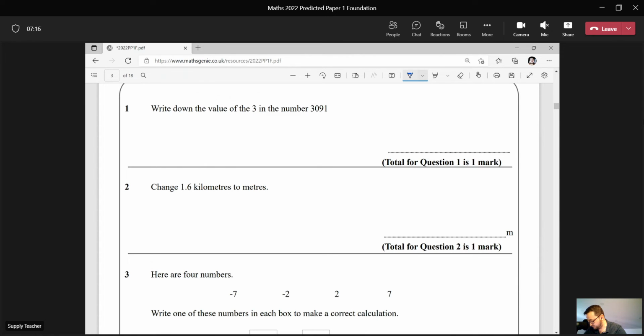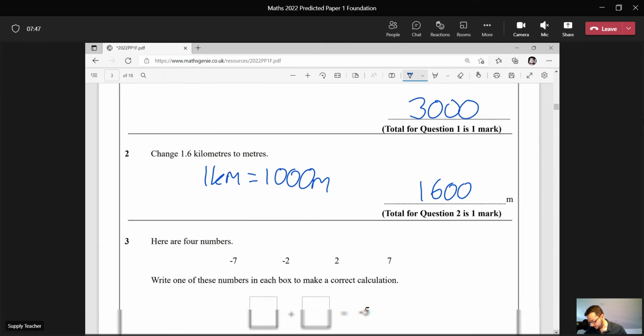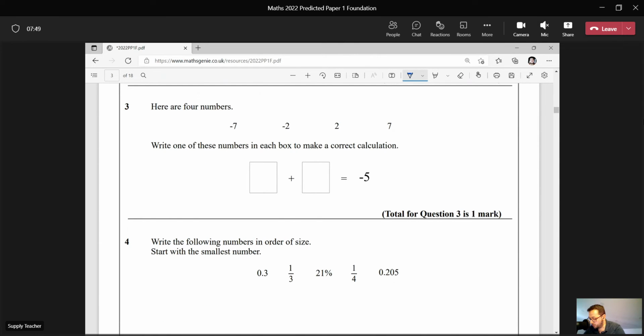Alright, so question 1. It says, write down the value of the 3 in the number 3091. Well, just by me saying it, that 3 is worth 3000. So we just want to write that like that. Lovely. Alright then, question 2, change 1.6 kilometres to metres. Well, you might know that 1 kilometre is 1,000 metres. So 1.6 is going to be 1,600 metres.